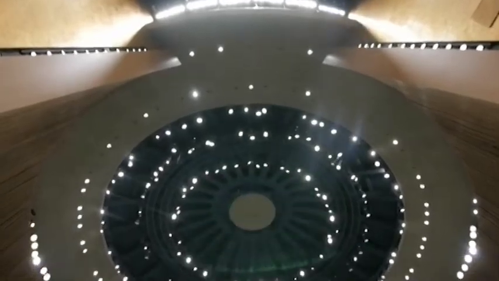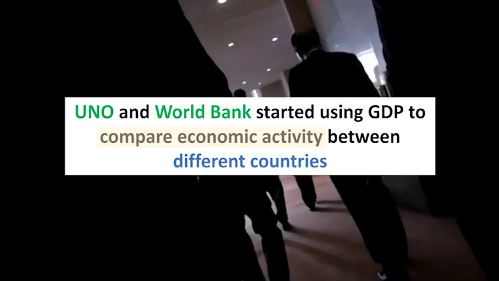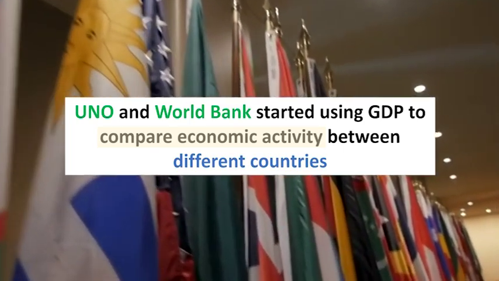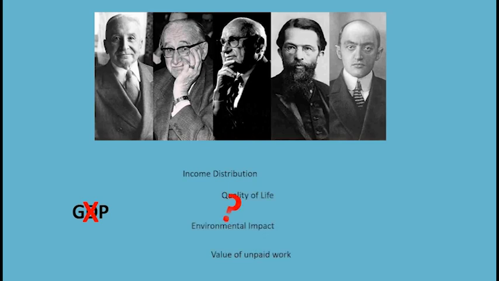International organizations such as the United Nations and World Bank adopted GDP as a standard measure for comparing economic activity among different nations. Over time, criticisms of GDP as a sole indicator of economic progress emerged. Some economists argued that GDP does not consider the distribution of income, quality of life, environmental impacts, or the value of unpaid work, among other limitations.